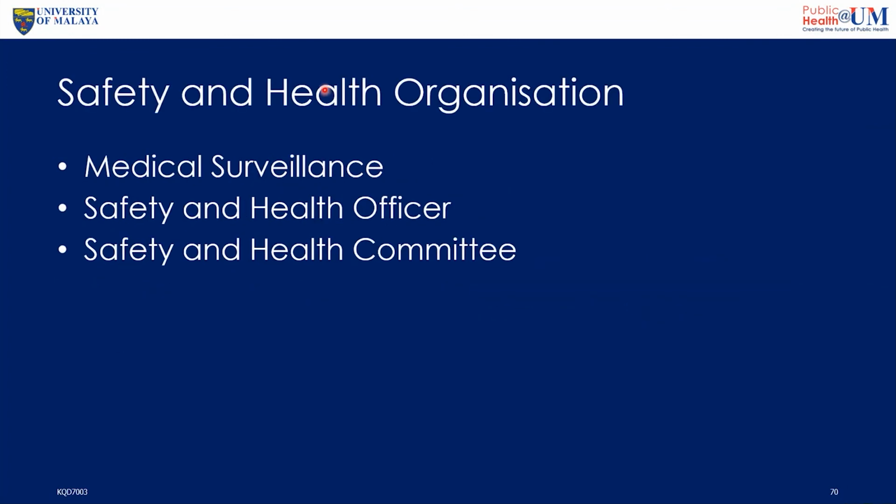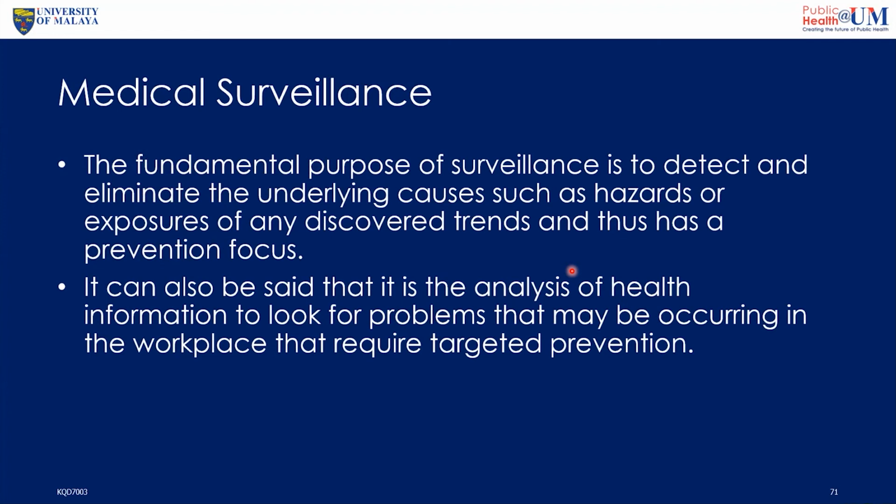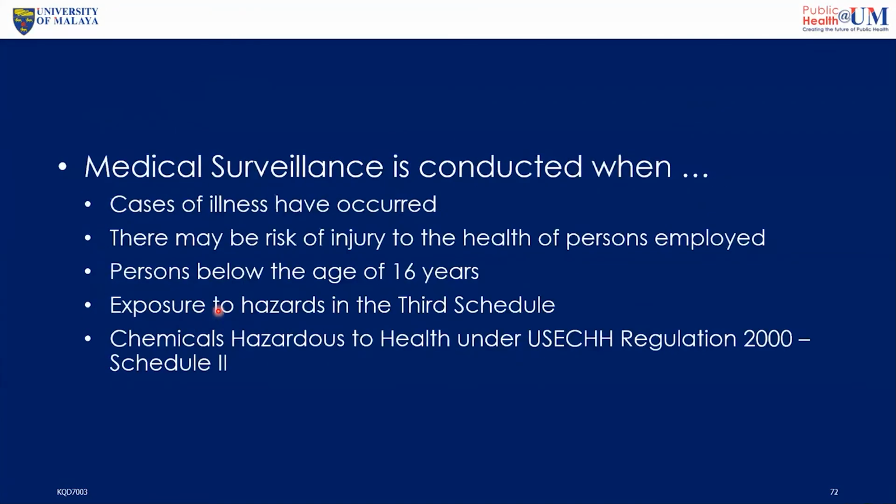Okay, so safety and health organization, basically this focuses on health. You have medical surveillance, you have the safety and health officer, and the safety and health committee. So what is medical surveillance? Medical surveillance is basically a fundamental part of occupational health. The purpose is to survey, to detect and eliminate the underlying causes of hazards and exposures for any discovered trend, and thus it has a preventive focus. It can also be said that it is the analysis of health information to look for problems that may be occurring in the workplace that require targeted prevention.